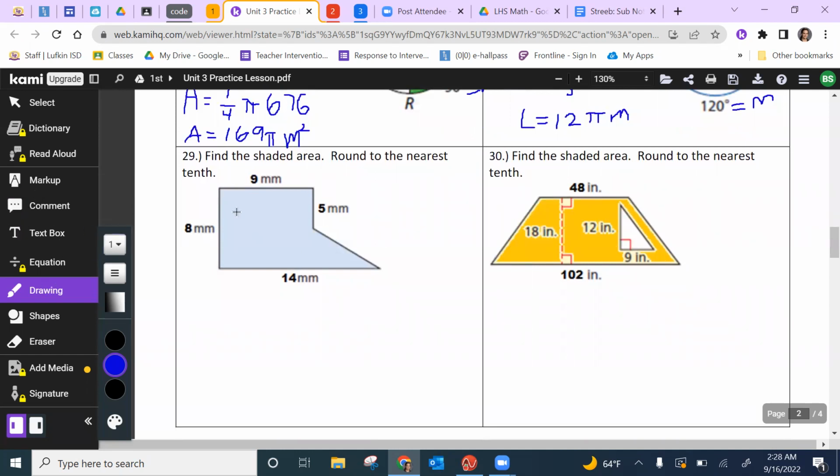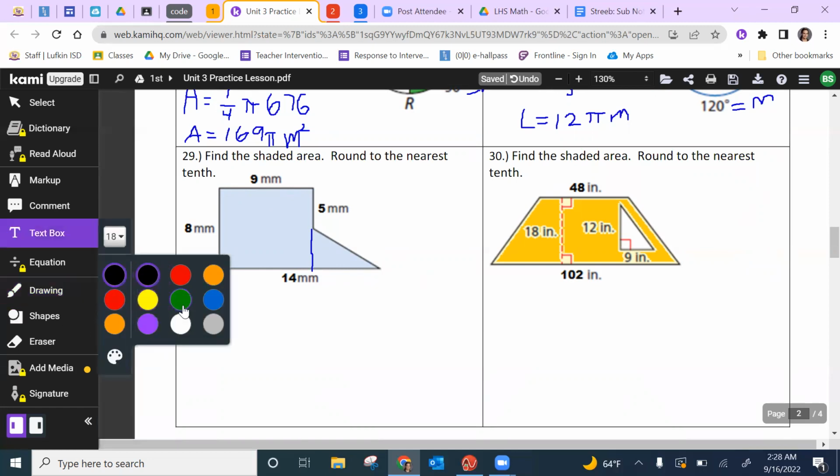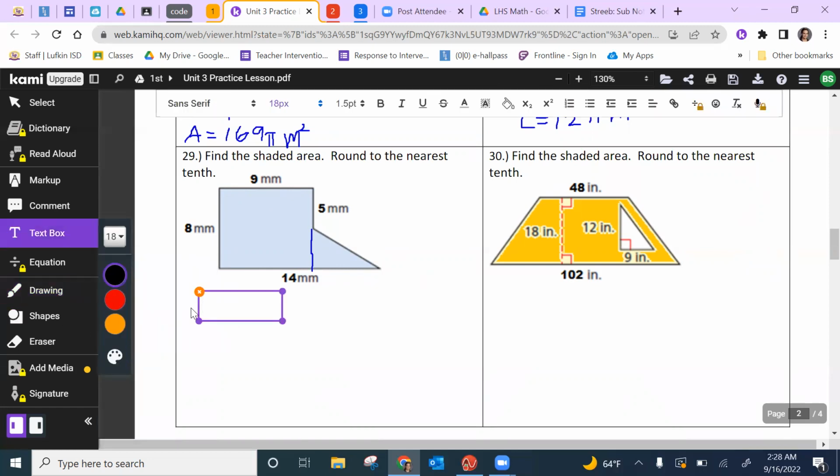Our next one, we're finding the area of the shaded region. Remember that we cut our figures and try and avoid trapezoids if we can. So we are going to cut down and form our triangle. So we have a rectangle and we have a triangle. So we're going to start with the area for the rectangle. Area is base times height.